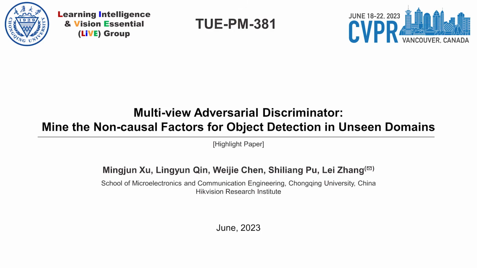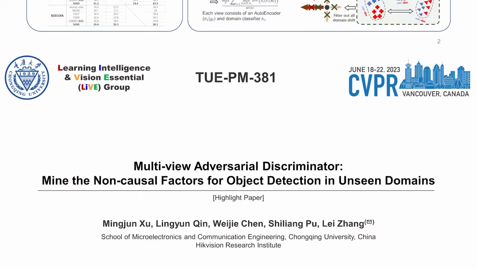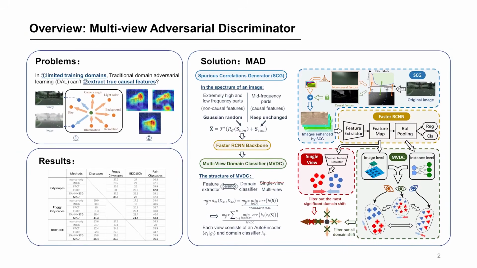Hello everyone. Today I would like to introduce our recent work on domain generalization object detection by eliminating non-coarse vectors with a multi-view adversarial discriminator. We discovered that the coverage of non-coarse vectors in the limited source domains is incomplete. Traditional domain adversarial learning with single domain classifiers fails to comprehensively address all non-coarse vectors.